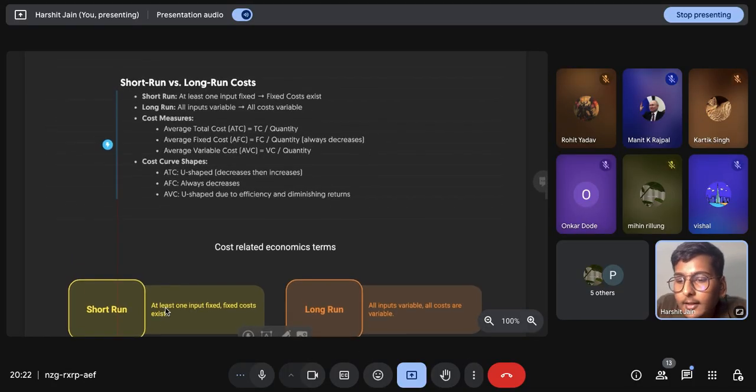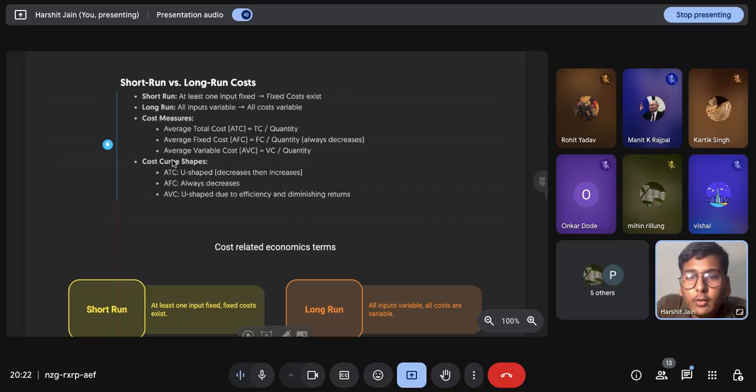There are three important cost measures: average total cost, average fixed cost, and average variable cost. Average total cost is the total cost divided by the quantity, average fixed cost is the total fixed cost divided by quantity, and average variable cost is the variable cost divided by quantity.